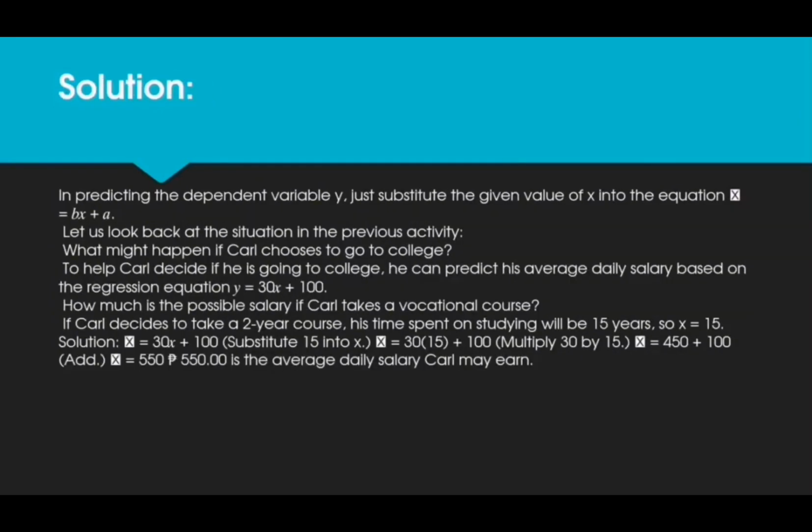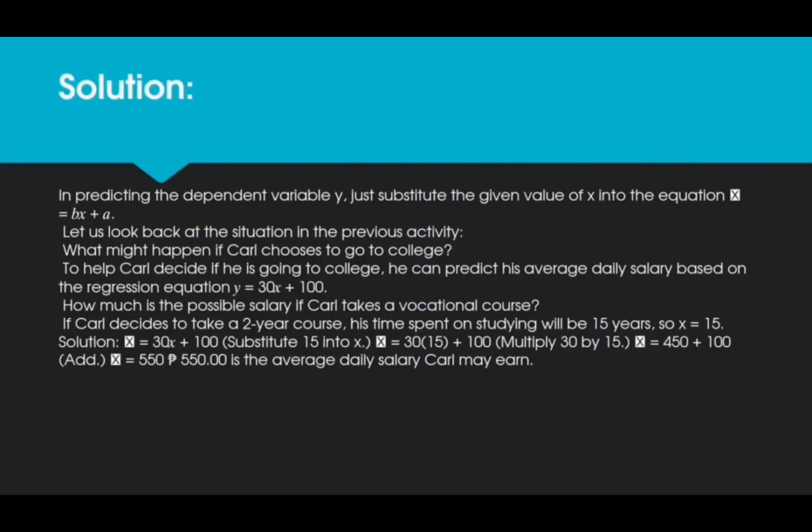To get the dependent variable y, just substitute the given value of x into the equation y equals bx plus a. Let us look back at the situation in the previous activity. What might happen if Carl chooses to go to college? To help Carl decide if he is going to college, he can predict his daily salary based on the regression equation y equals 30x plus 100. How much is the possible salary if Carl takes a vocational course?